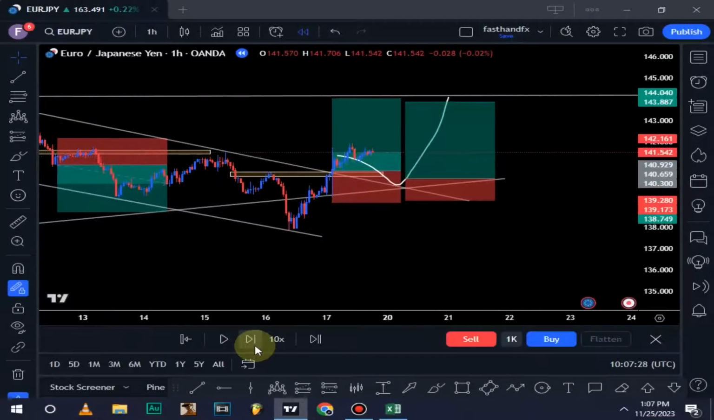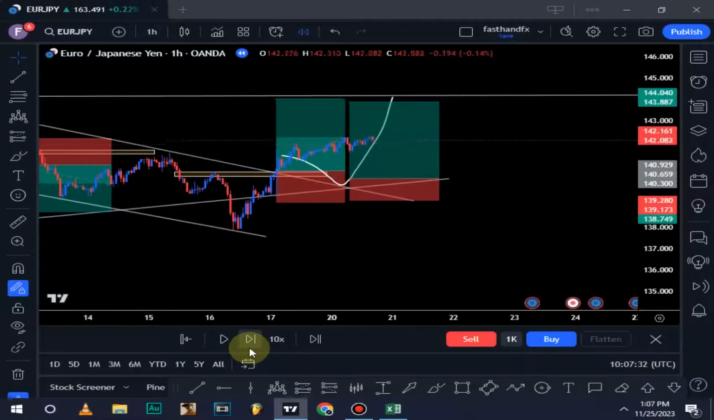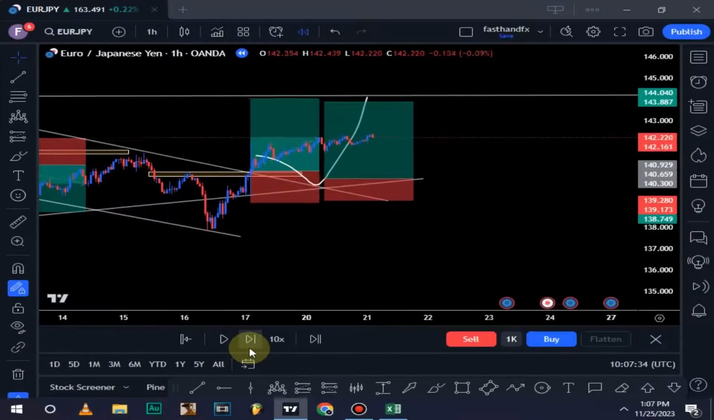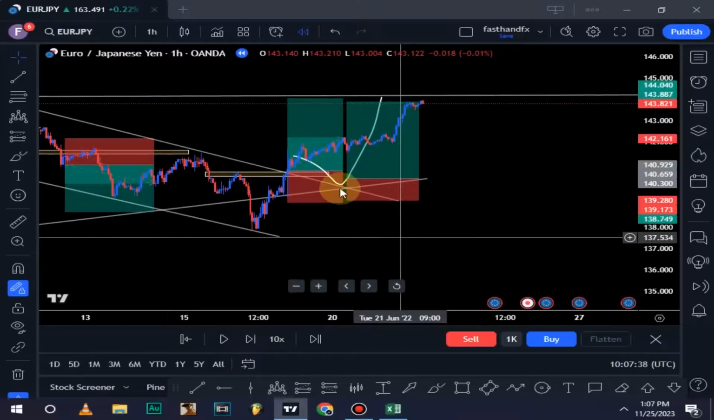Come on, give me that pullback. I need you back, yo. I don't need you to go up all the way. Don't go all the way up. I need to add more positions, yo. And yes, it went up and hit our TP.